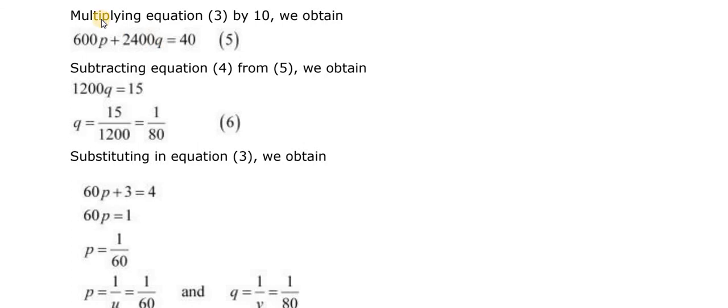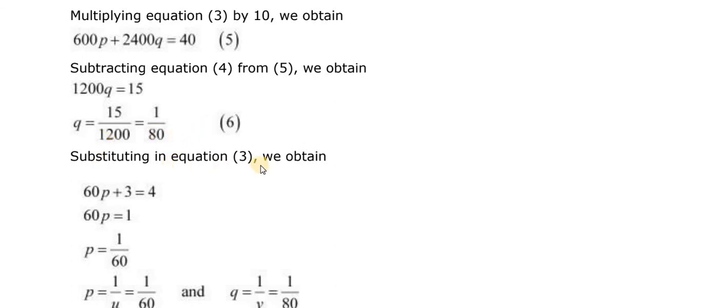Okay, here now by multiplying equation 3 by 10, we obtained 600p plus 2400q, which is equal to 40. Call this equation 5, and subtracting equation 4 from 5, we obtained that 1200q is equal to 15. So if we simplify, q is equal to 1 over 80.